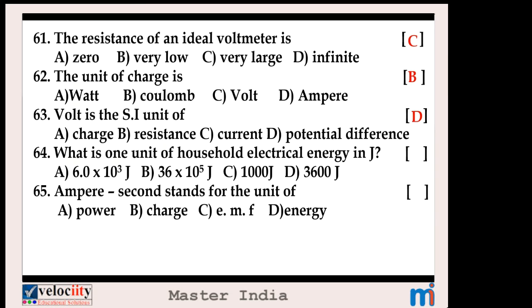64. What is 1 unit of household electrical energy in joule? A. 6 into 10 cube joule, B. 36 into 10 power 5 joule, C. 1000 joule, D. 3600 joule. Answer B. 36 into 10 power 5 joule.